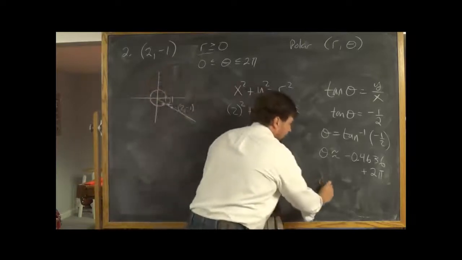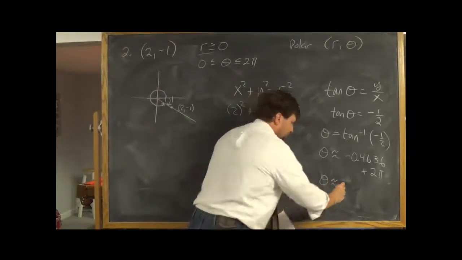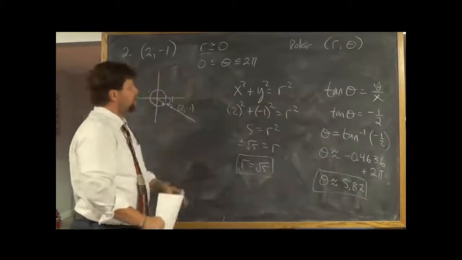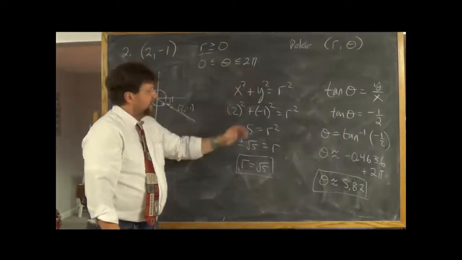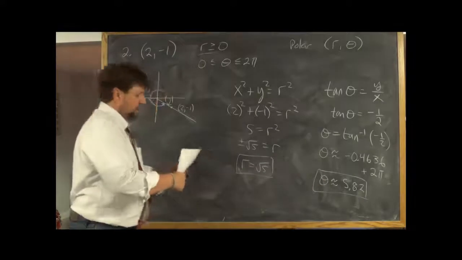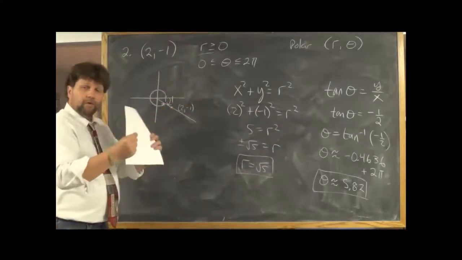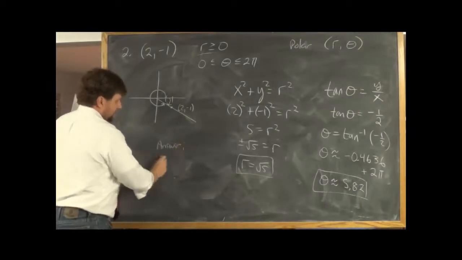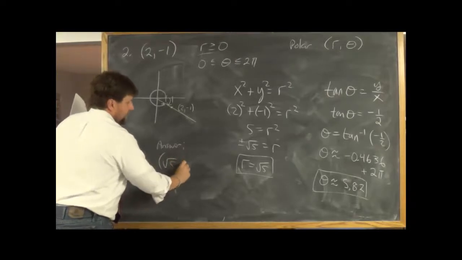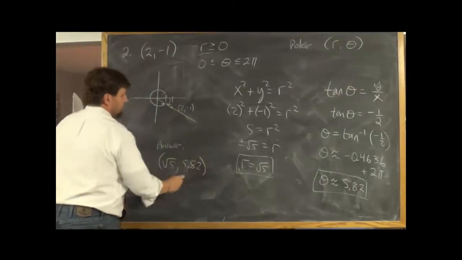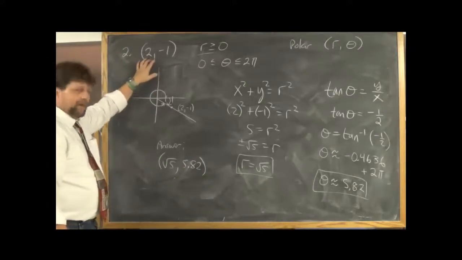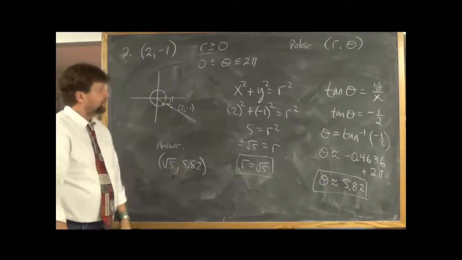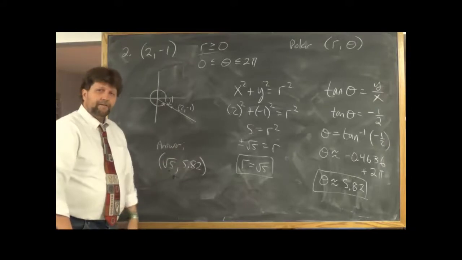And if you do that, you'll get a theta value of pretty close to 5.82. And 5.82 is between 0 and 2 pi. So we have our r, we have our theta. So to answer the question, putting it in the correct form for polar coordinates, our answer would be square root, 5.82. So this rectangular point, we'll have this as polar coordinates, square root, 5.82. Hope you got that. That's it for number 2.